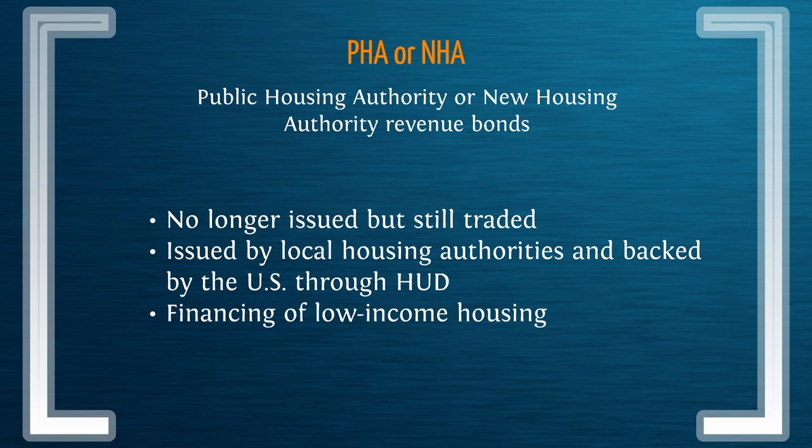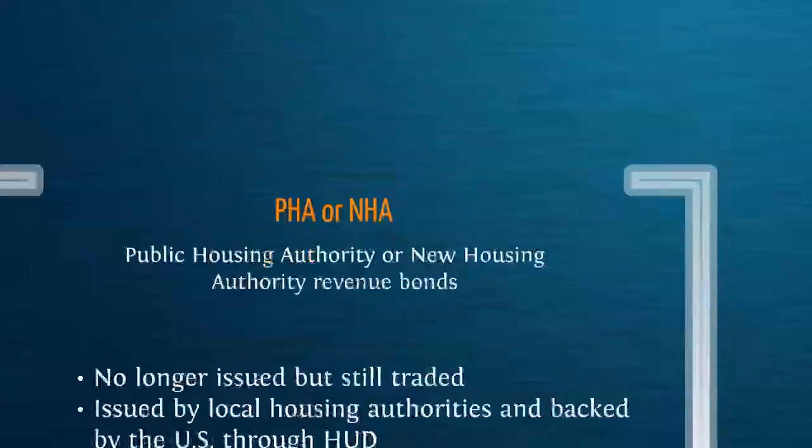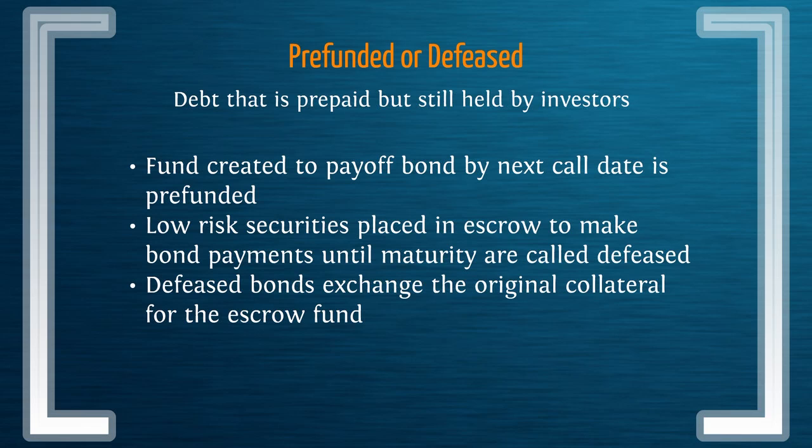There are PHA or NHA bonds. These are Public Housing Authority or New Housing Authority revenue bonds. These were issued in order to create low-income housing. These aren't issued anymore, but they're still traded, and these were usually backed by the Housing and Urban Development Department of the federal government. There's pre-funded or defeased muni bonds.